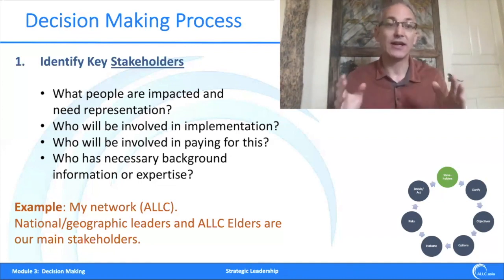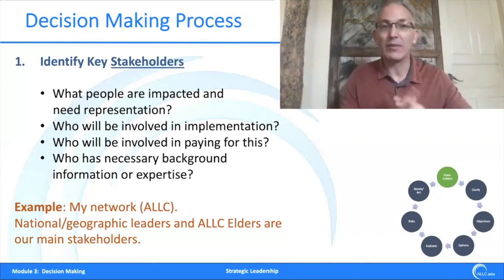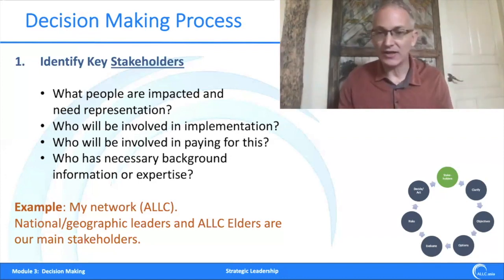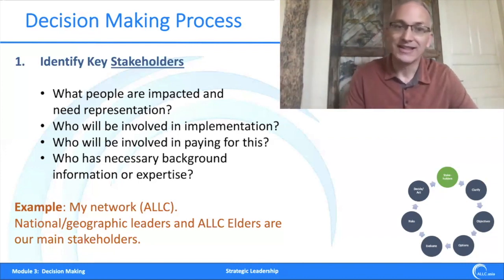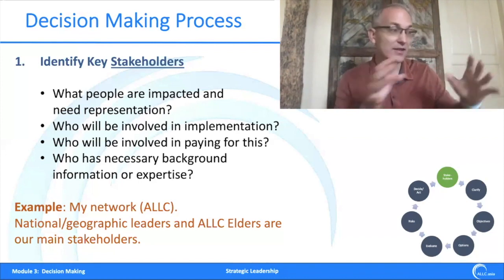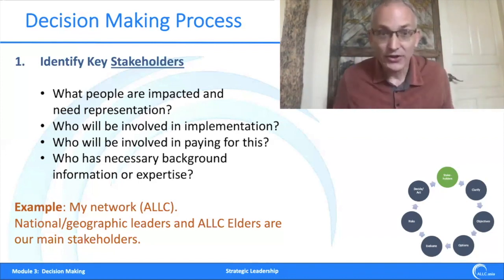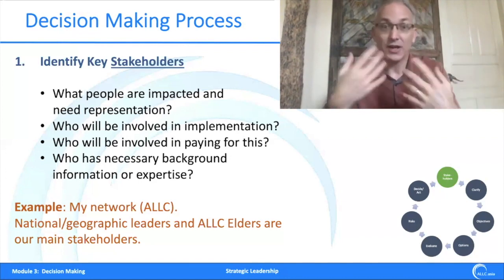We basically decided, well, we need to involve our YWAM elders. So our ALLC elders, absolutely, as well as the national and geographical leaders and elders throughout YWAM, because they need to be engaged and involved in encouraging their people to develop as leaders, and they need to be encouraged to come to these leadership summits.